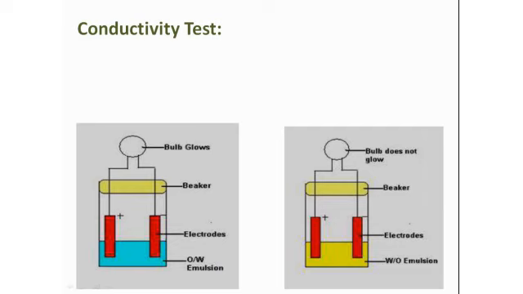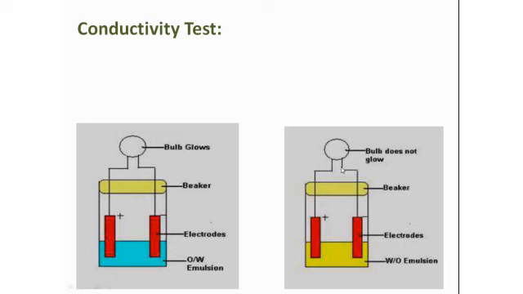The second test is the conductivity test. So we all know that water is a good conductor of electricity, right? So if we use a source of electricity, and put two electrodes in an oil in water type of emulsion, and these two electrodes are connected to a bulb, you will find the circuit complete and the bulb will glow when it is placed in an oil in water type of emulsion, because water is present in a high quantity and water is a good conductor of electricity.